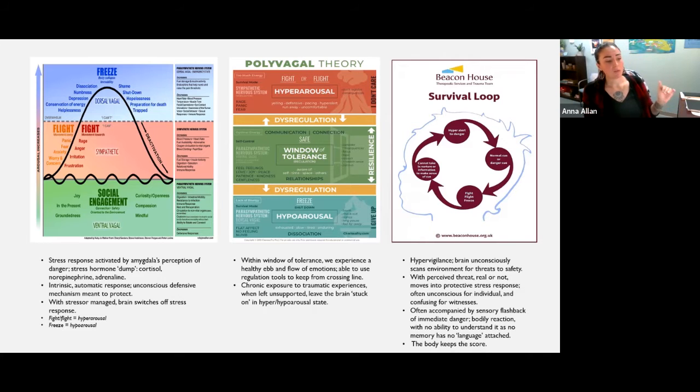What happens though is when there's a chronic exposure to traumatic experiences, and when that chronic exposure is left unsupported, the brain, again, this is that brainstem, lower part of the brain, stays stuck on in that hyper or hypoarousal state.